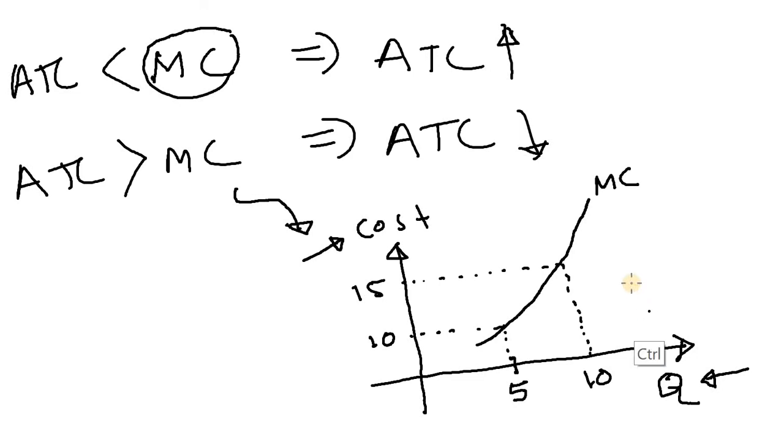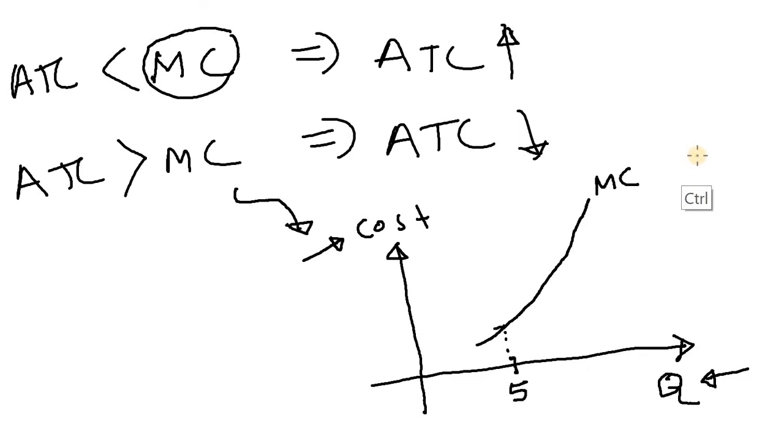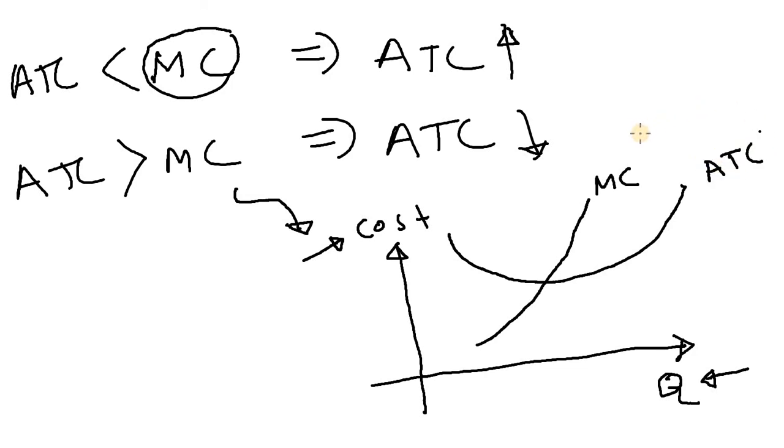Anyways, so what about average total cost? Let me just clear this up. So average total cost is actually shaped like this, U-shaped. Now, what is the reason? We know why the marginal cost is upward sloping, because of the law of diminishing marginal returns. So why is the average total cost U-shaped? Well, the reason is this relationship.